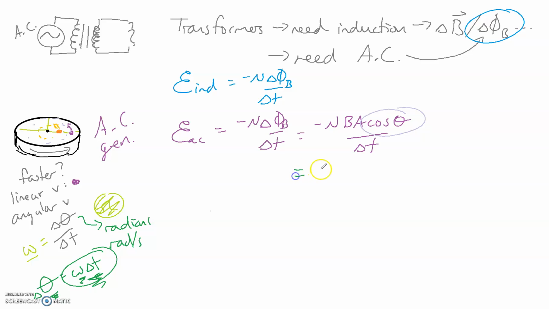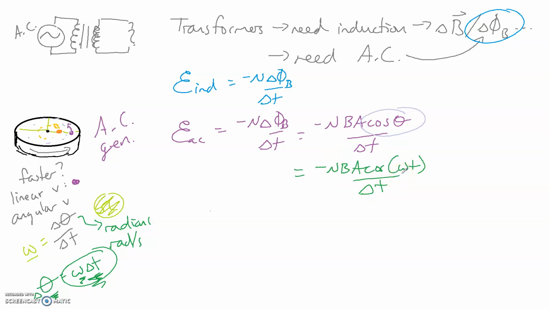So in the expression, you get negative NBA cos omega t divided by delta t, something like that. Now, you've got a t in the top and one in the bottom. They don't cancel out, because this t is part of a trig function. It doesn't work that way. Now, this is a rate of change of this expression.